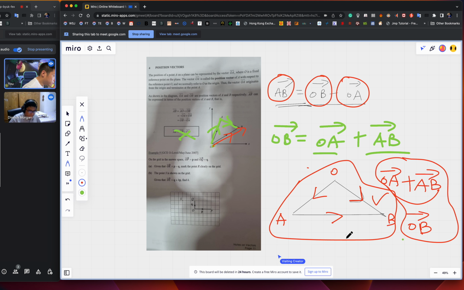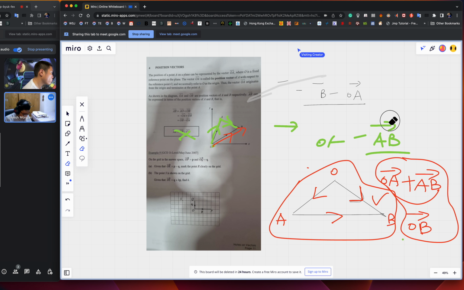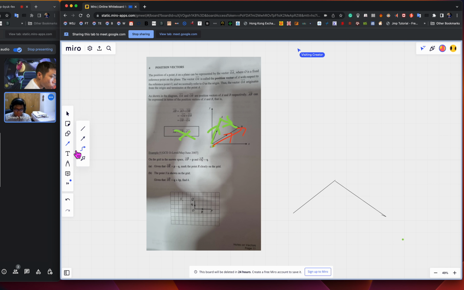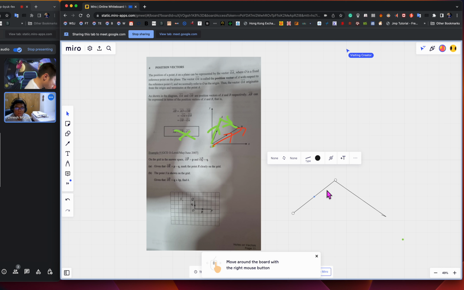So with this knowledge, can you attempt example 9, so we can get rid of all this easily? Move around with the right mouse button.